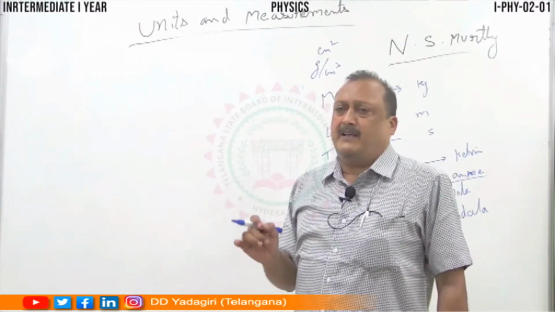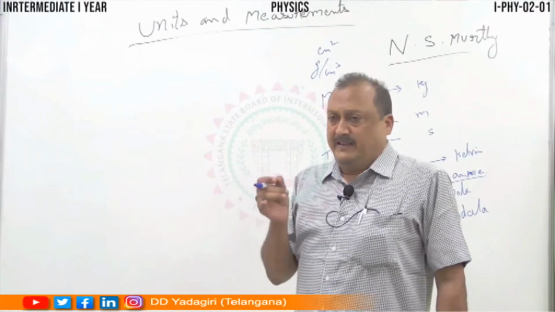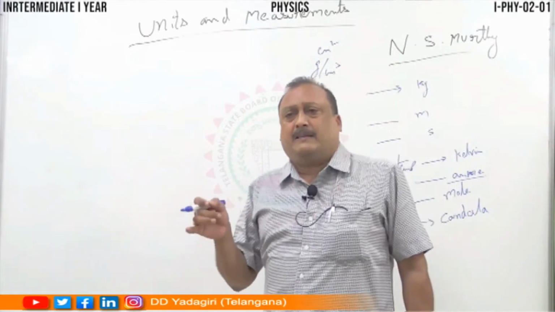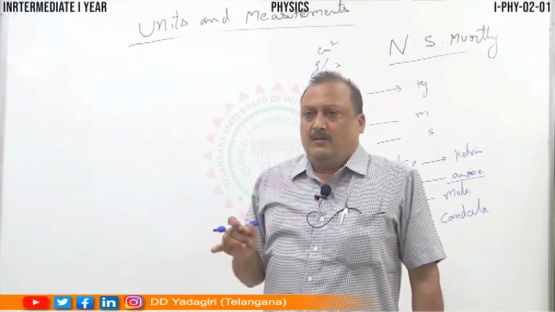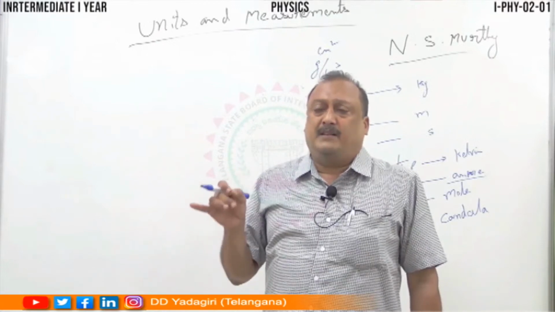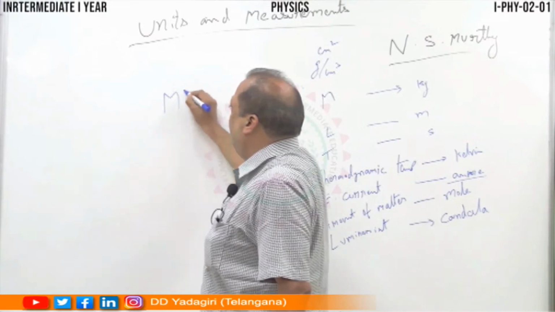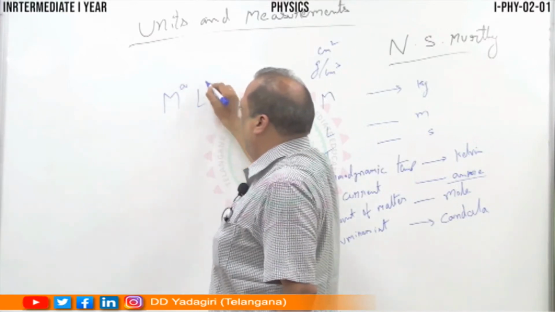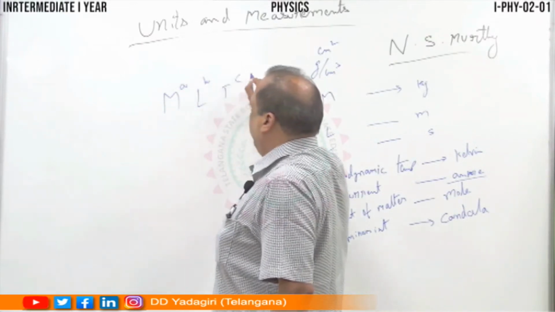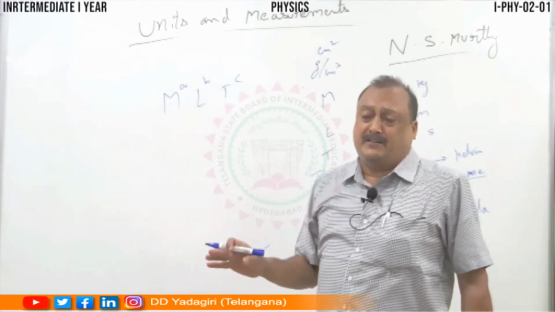That equation is called the dimensional formula. The equation in terms of mass, length and time to express the unit of a derived physical quantity is called the dimensional formula. The general formula of a dimensional equation is M to the power of a, L to the power of b, T to the power of c, where a, b, c are called dimensions.